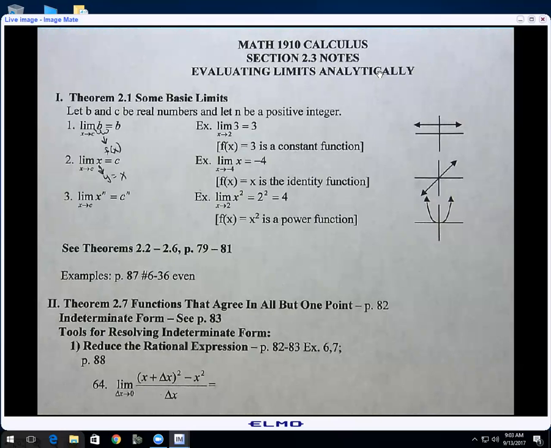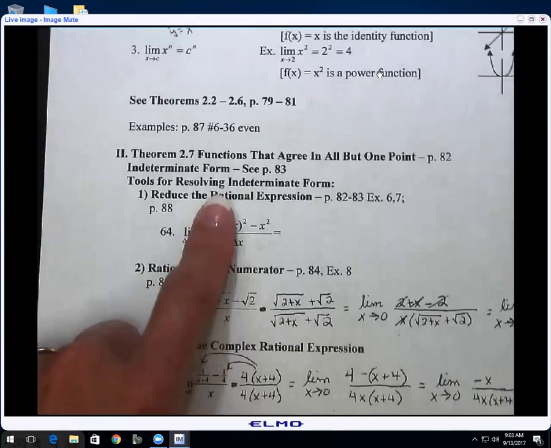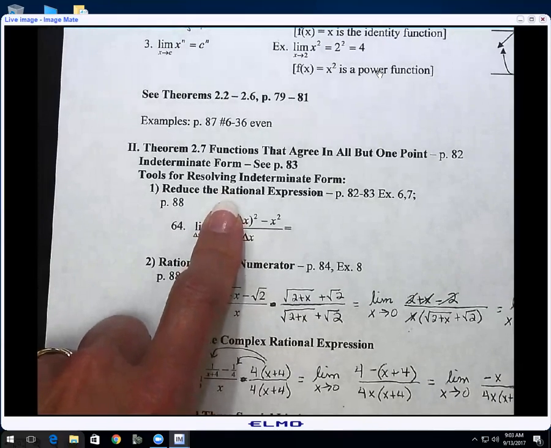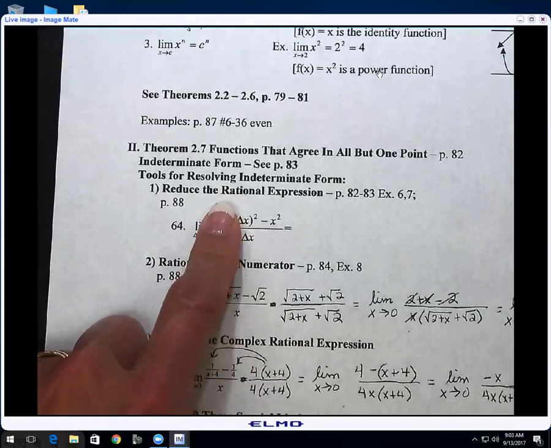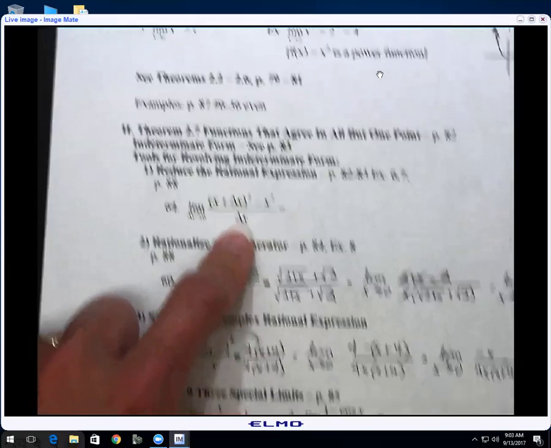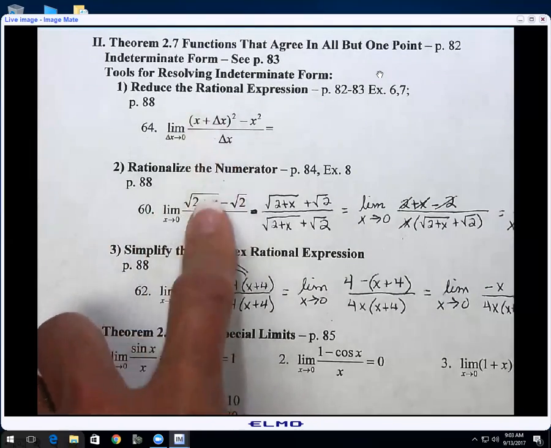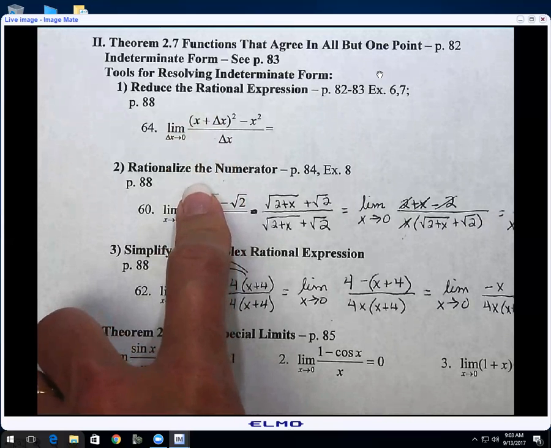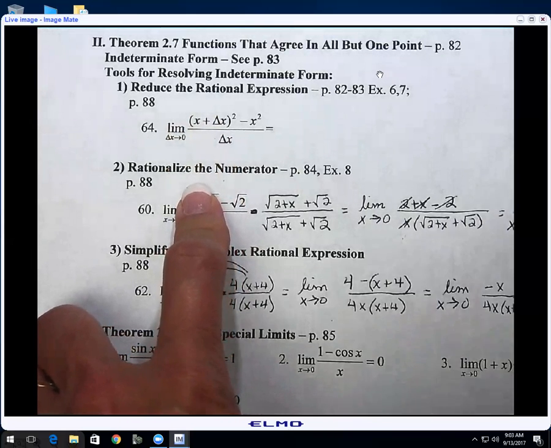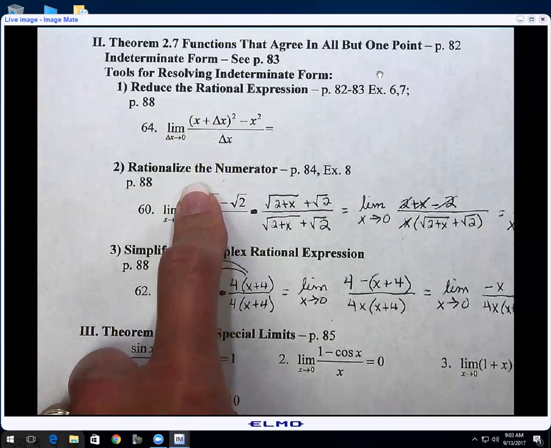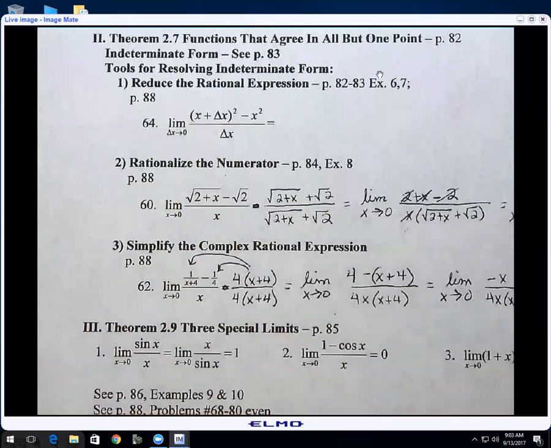And we talked about 3 tools, I don't like to call them tricks, but 3 tools for resolving indeterminate form. One was if you have a rational expression, just see if it can be simplified. If you can cancel out that factor in the denominator, then you won't have indeterminate form anymore. The second tool was rationalize the numerator. Sometimes that takes care of the indeterminate form problem, sometimes it doesn't, but you should try it. And then third, if you have a complex rational expression, you should simplify that.